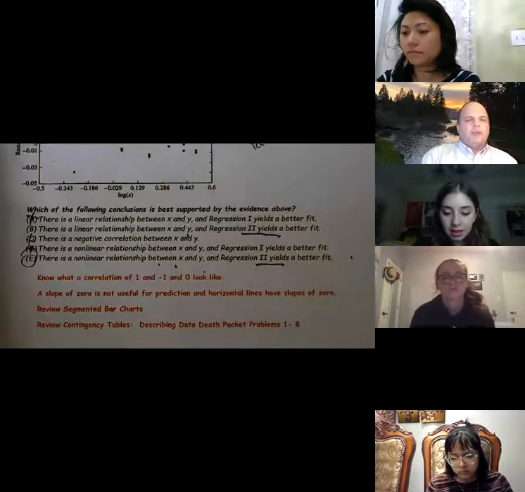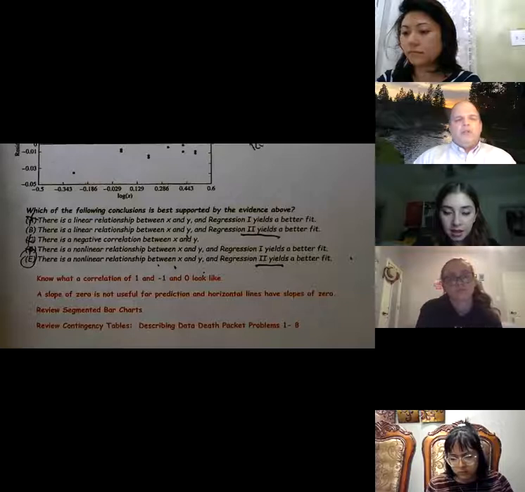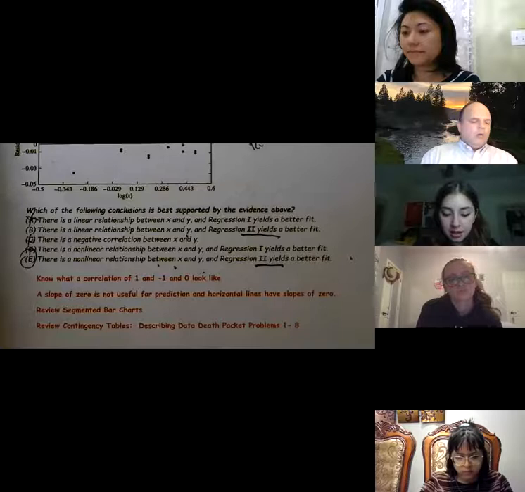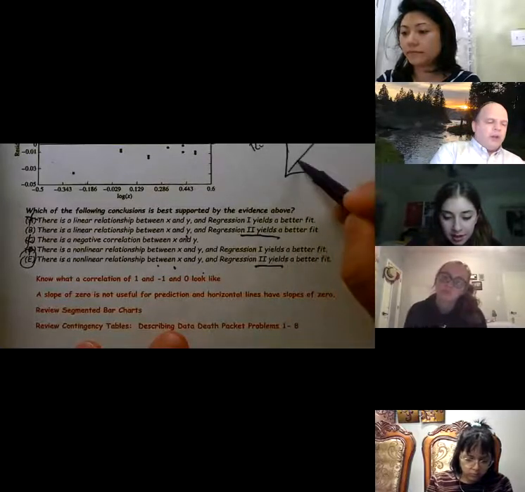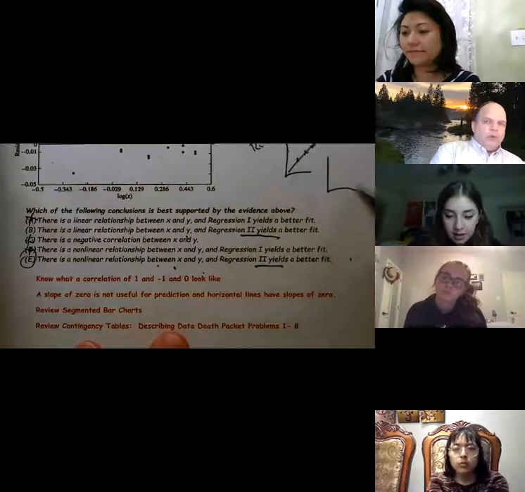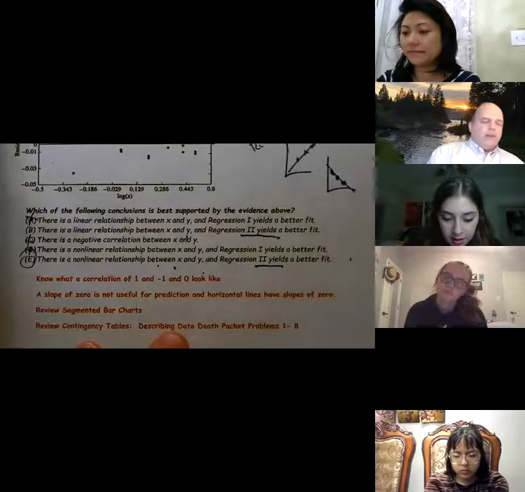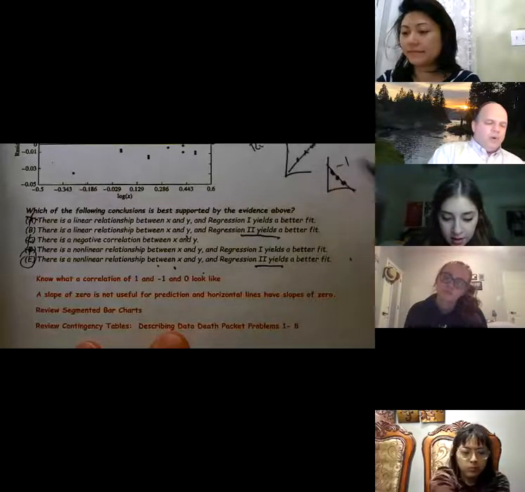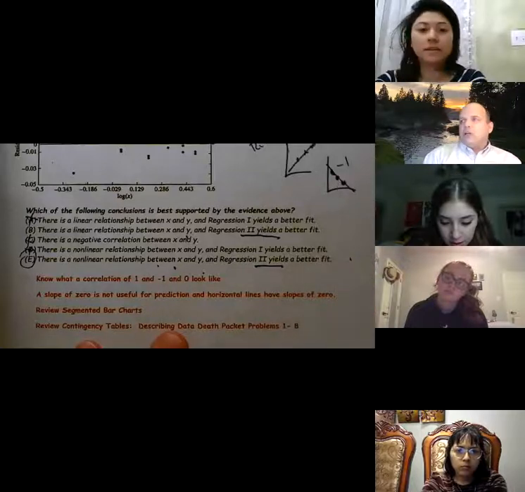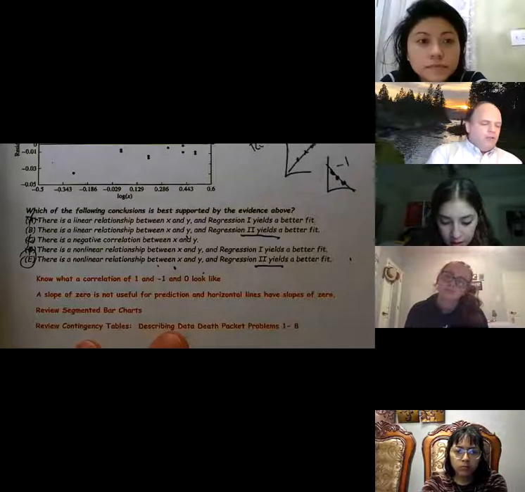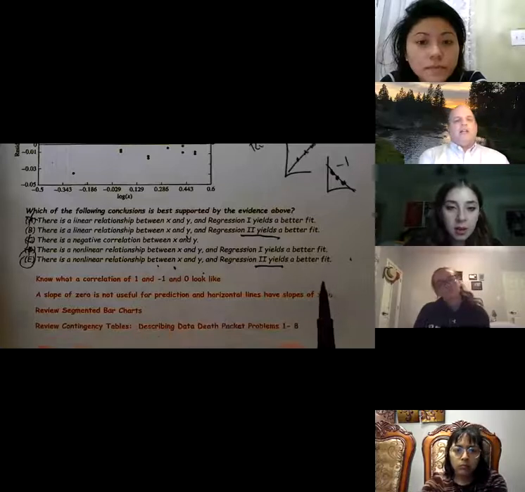Couple other brief points of things to know. Know what a correlation of 1 and -1 looks like. 1 means it's a straight line, like that, all the points on the line. -1, straight line, down, all the points there. This is +1, this is -1. And then a correlation of 0 can be anything that's not linear, all right? A relationship of 0 would be anything that's not linear.